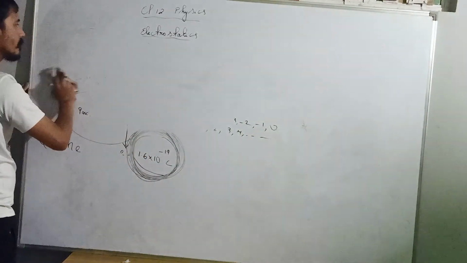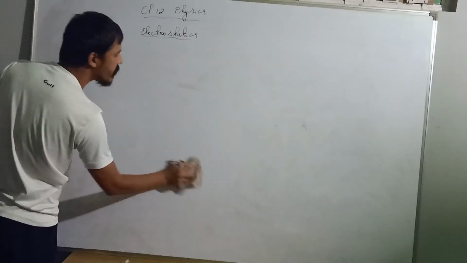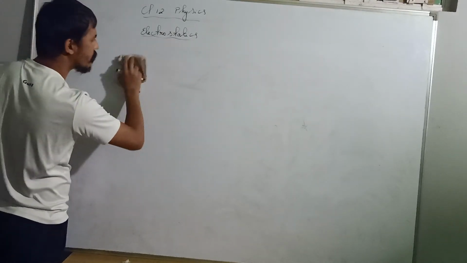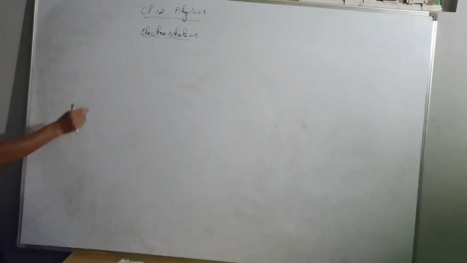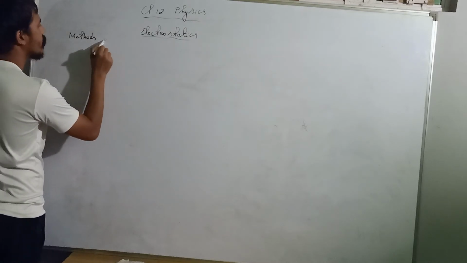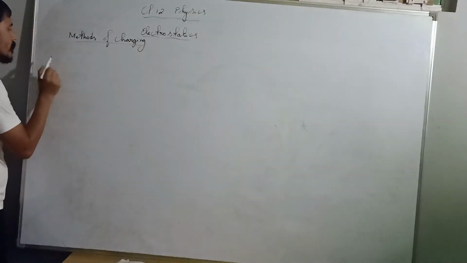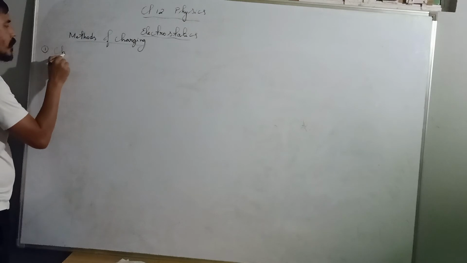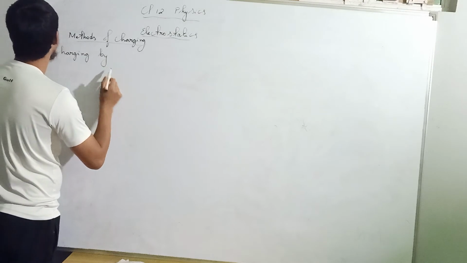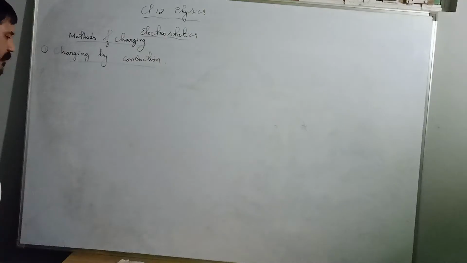Now, let us discuss the methods of charging an object. There are 3 methods of charging an object. The first one is charging by conduction. So what is charging by conduction? Let's see.